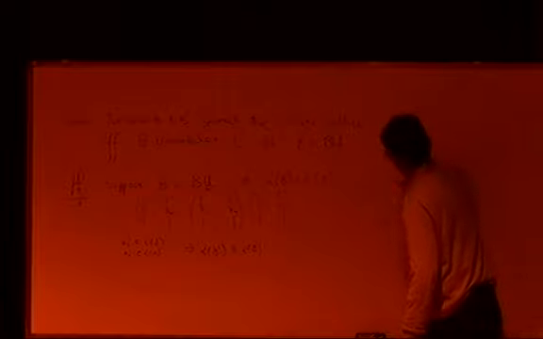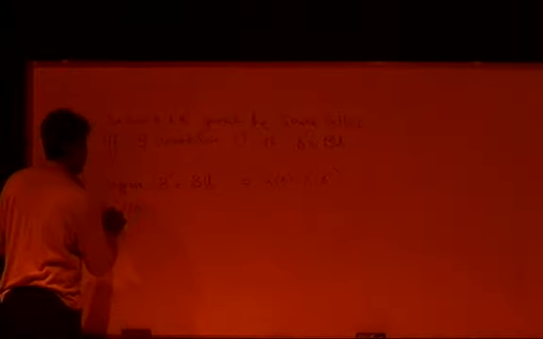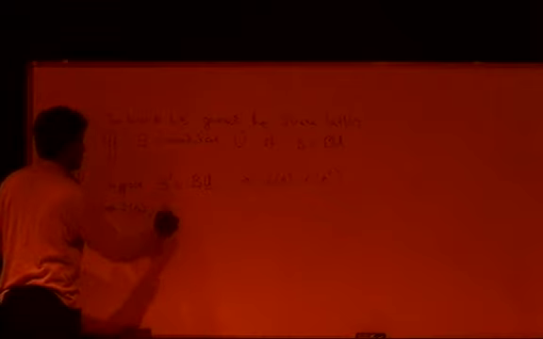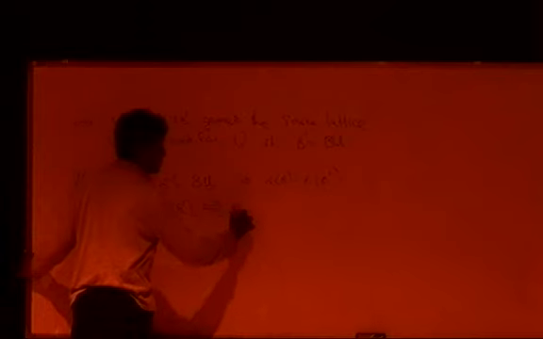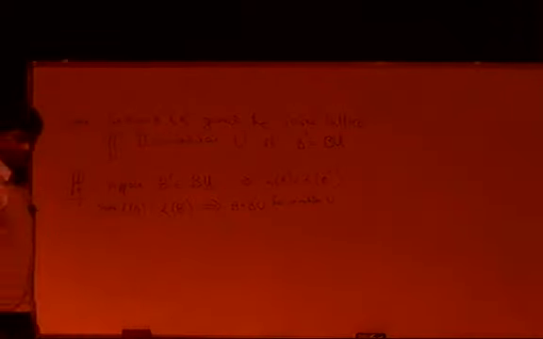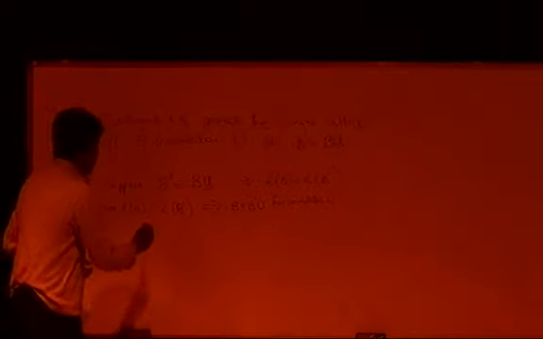Okay, so let me erase that, and let me show you the other direction. What do I want to show? Suppose the two lattices are the same. Then I want to show that B equals B prime U for a unimodular U. So that's what I want to show. Well, how do you show this?